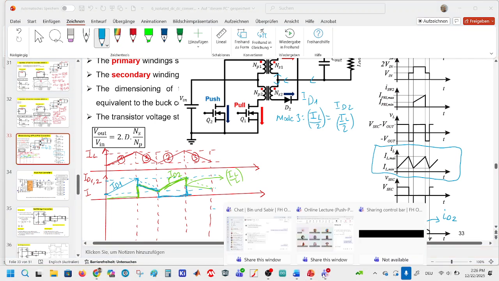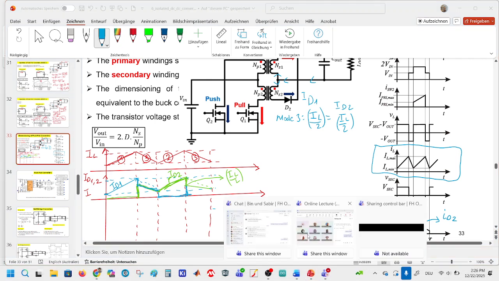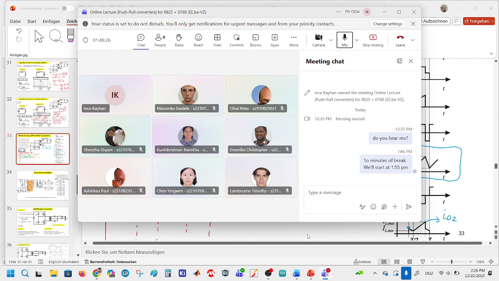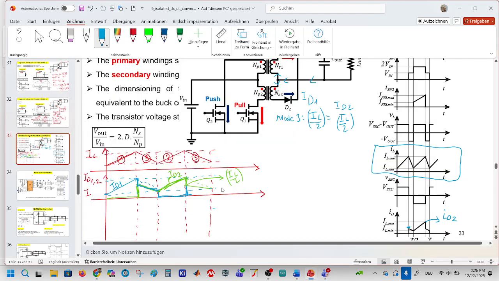Any questions? Just pay attention during the mode 3 why the current is divided into two. Maybe this is the main important point during mode 3 because there is no voltage that is induced on NS1 and NS2. They are just like shorted, no voltage.